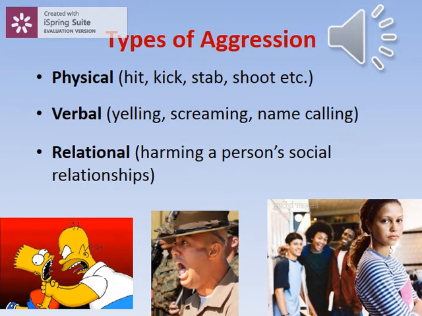Aggression can occur in different forms, including physical aggression, for instance punching someone, verbal aggression, for instance cursing at someone, and relational aggression, which involves harming someone's relationships, for instance by spreading a rumor behind their back. Can you think of some other examples for each type?